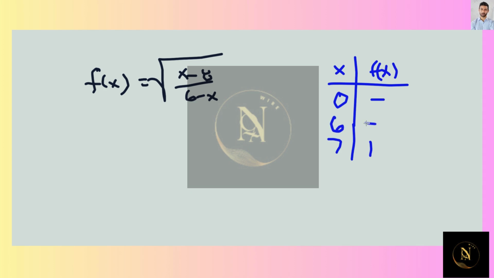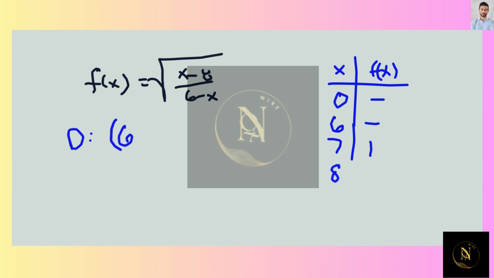6 is not, because we'd have negative 2 over 0, and you can't divide by 0. But if this was 6.1, for instance, we'd have a negative over a negative, and it would exist. So the domain, if you write it in interval notation, would be from 6 not included.